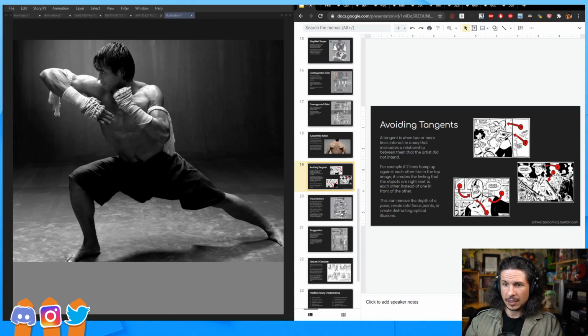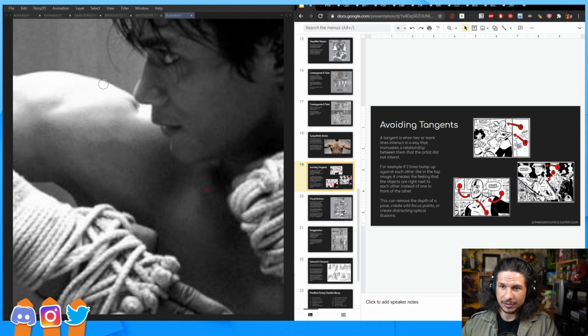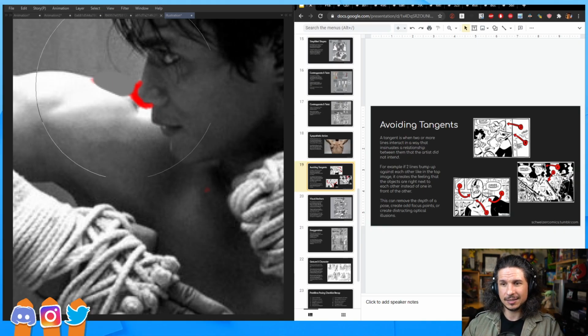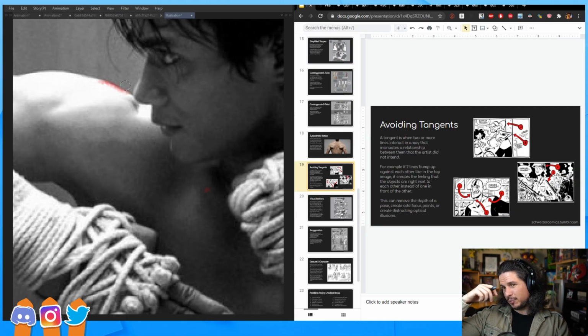And this goes for anything. This one's not so bad. There's not really any tangents on this one, which is good. Actually, there is. Look at his nose. If you look at the muscle of his deltoid right there, the shoulder, and then the nose, they line up perfectly, which creates a weird illusion. Oops, and I drew it on the wrong layer. That the nose is being pushed into the corner of his deltoid right there. It's like sitting right in there.